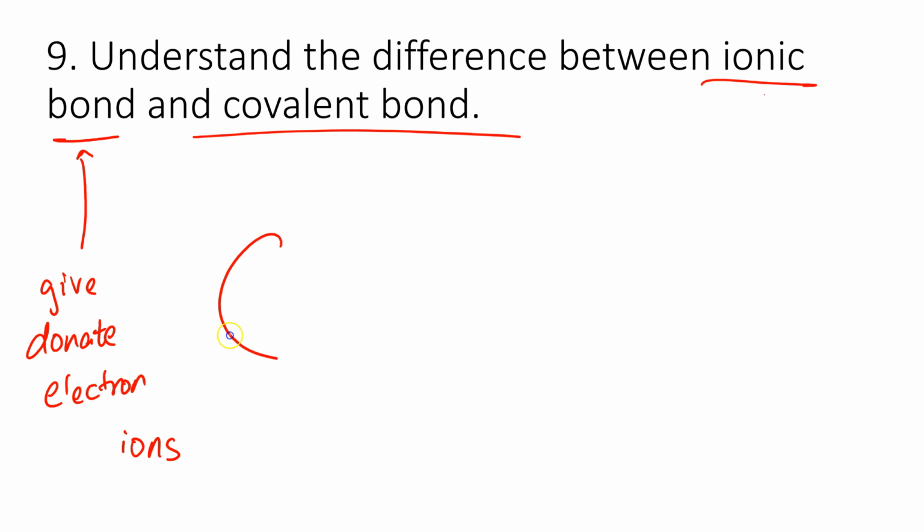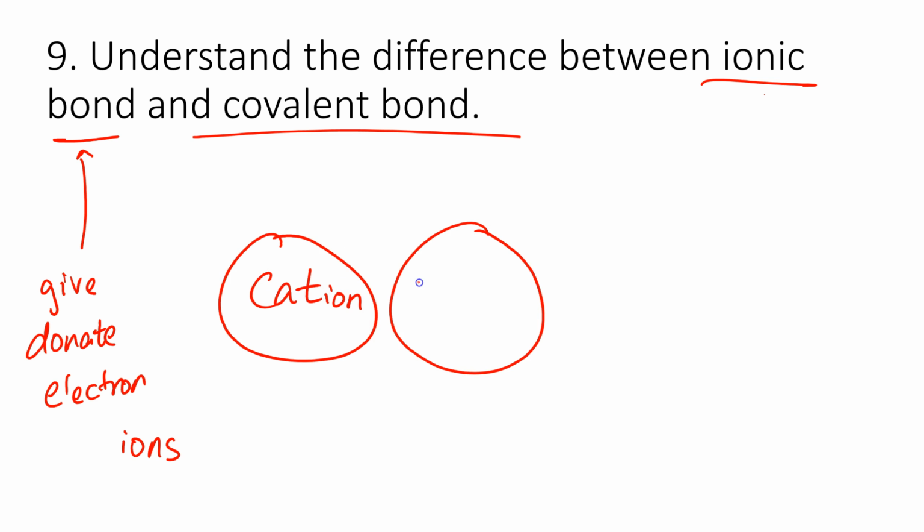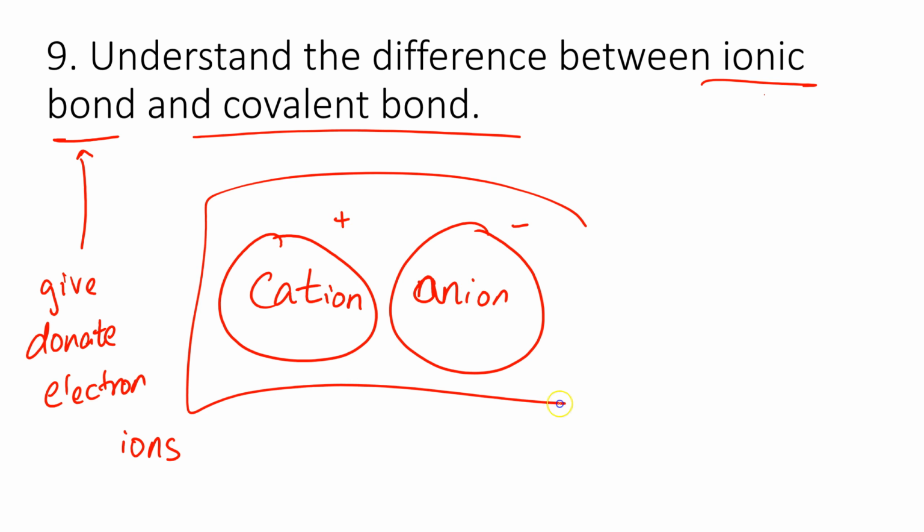So if I have a positively charged ion, a cation, and a negatively charged ion, an anion, they will have opposite charges that are going to attract them and they bond together. This bonding relationship between a cation and an anion is what we call an ionic bond.